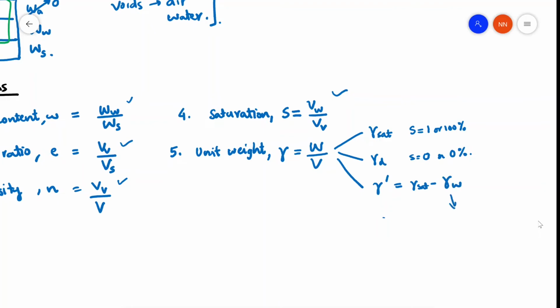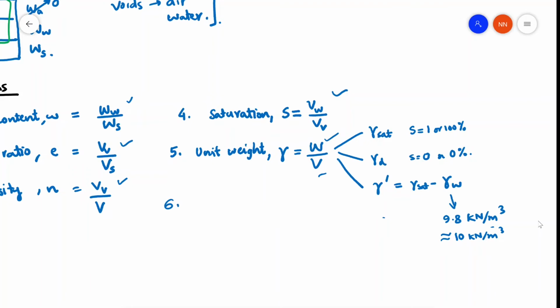This unit weight of water is usually taken to be 9.8 kilonewton per meter cube, kilonewtons for the weight and meter cube for the volume, SI units. And sometimes it's also approximated to be 10 kilonewton per meter cube for easy calculations.